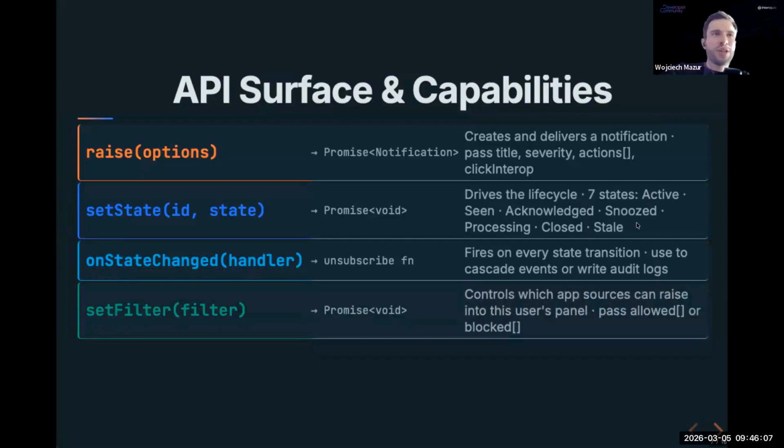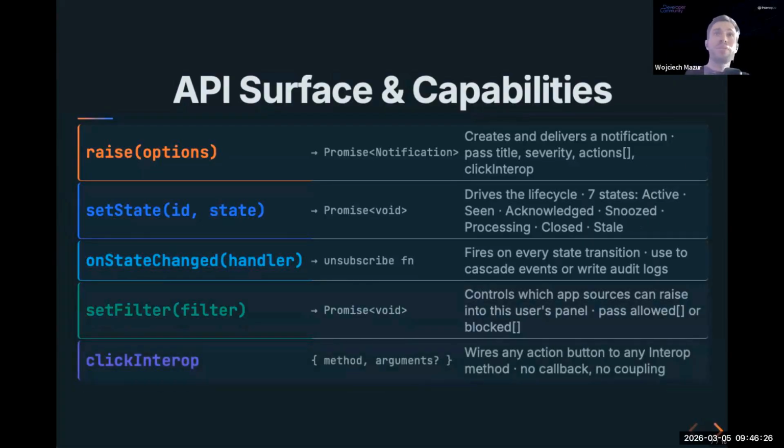This is what Steve mentioned and what I promised to have an answer for, which is the set filter function. You pass an allowed list of app names and only those sources are raised into the user panel. So no code change on the source side, just a filter call.